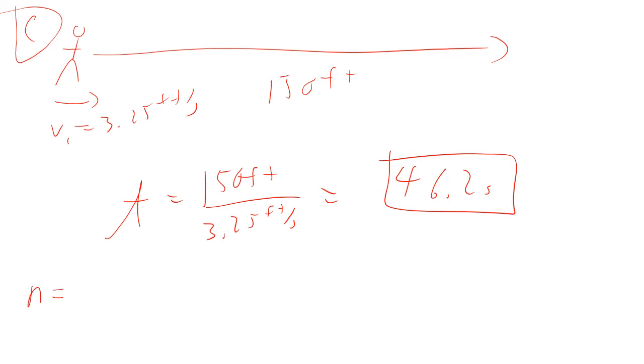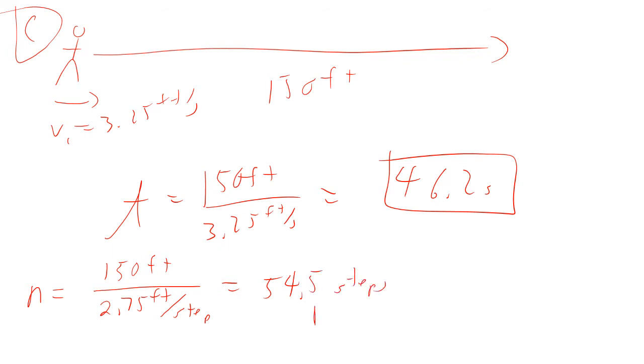Now, how many steps? The number of steps is going to be 150 feet divided by 2.75 feet per step. And so that comes out to be 54.5 steps. We can't have half a step. Half a step is just a small step. So this is 55 steps. Okay, so that's passenger C.